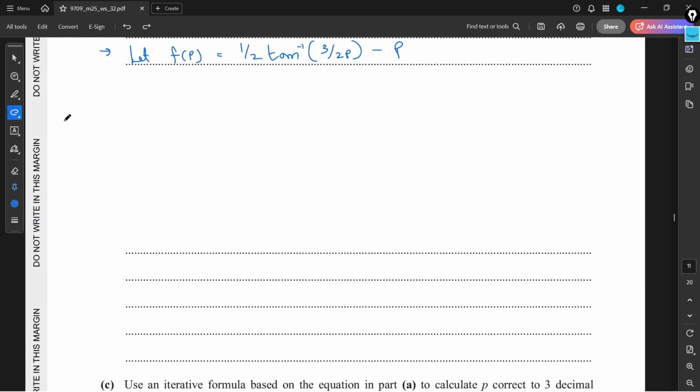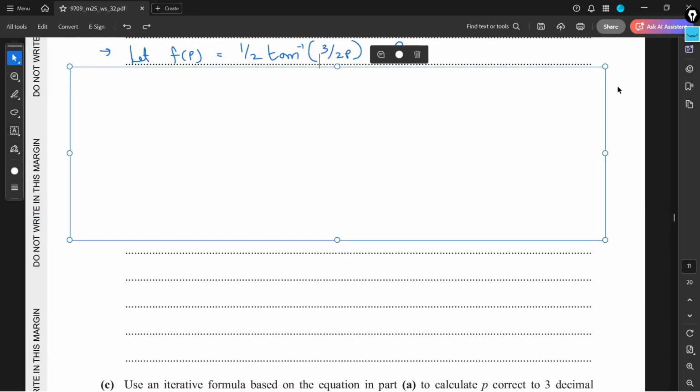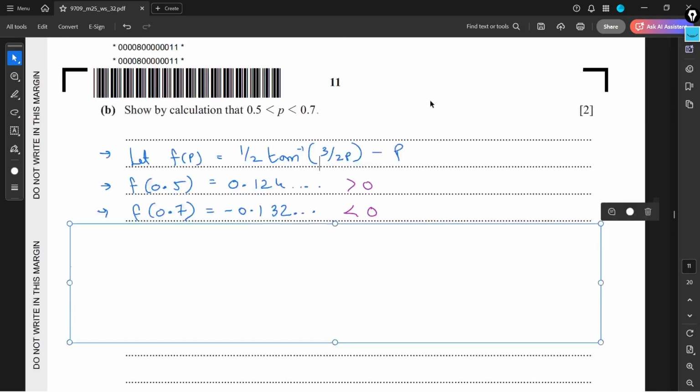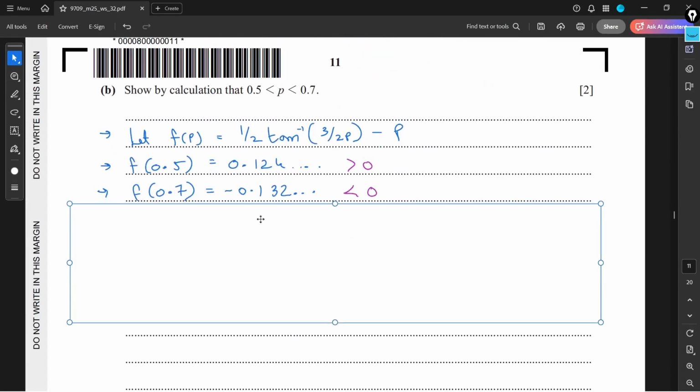If I just scroll down and scroll this part over here, you can see that I've transferred this p to the right hand side and said that it's a function of p is equal to that.